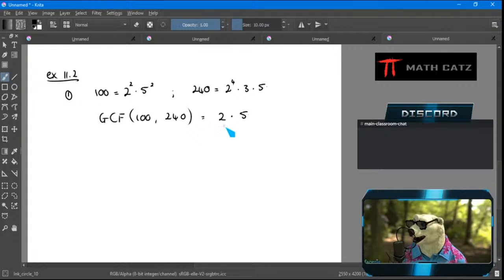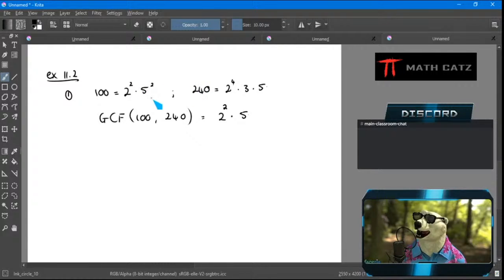So the largest number of 2s that I can have in my answer is 2. 100 can accommodate up to 2 2s. 240 can accommodate up to 4 2s. I need to be able to fit into both, so the best I can do is 2.